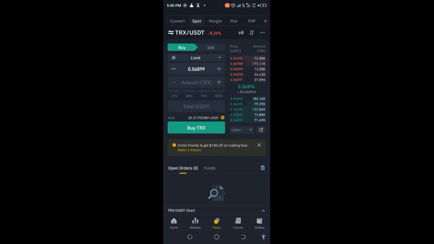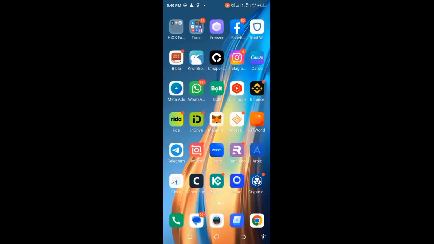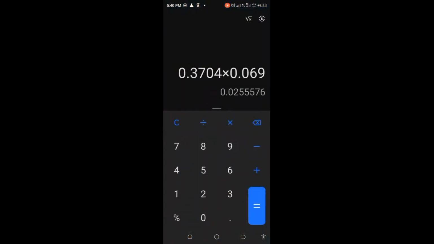So what was our profit supposed to have been? Let's check that again. We have 25.51 minus 25.44. So this is 7 cents, right? So we will now include plus 10 cents. It would have been 17 cents, right?